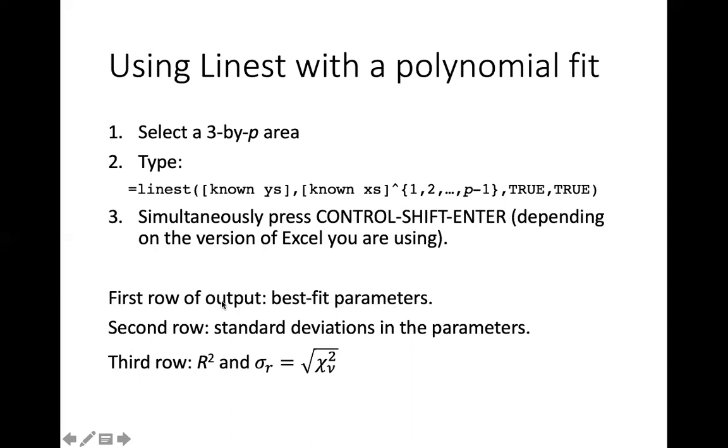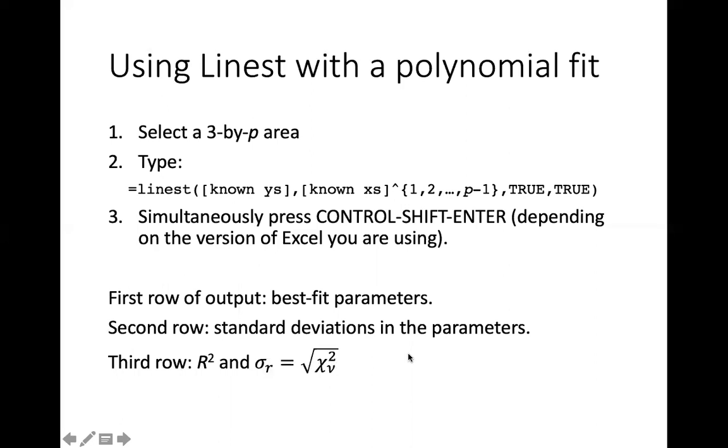And then you should end up with 3 rows of output. The first row of output gives the best fit parameters. The second row of output gives the standard deviations in those parameters. And the third row of output is going to give you the R squared value and the standard deviation of the residuals of the regression.